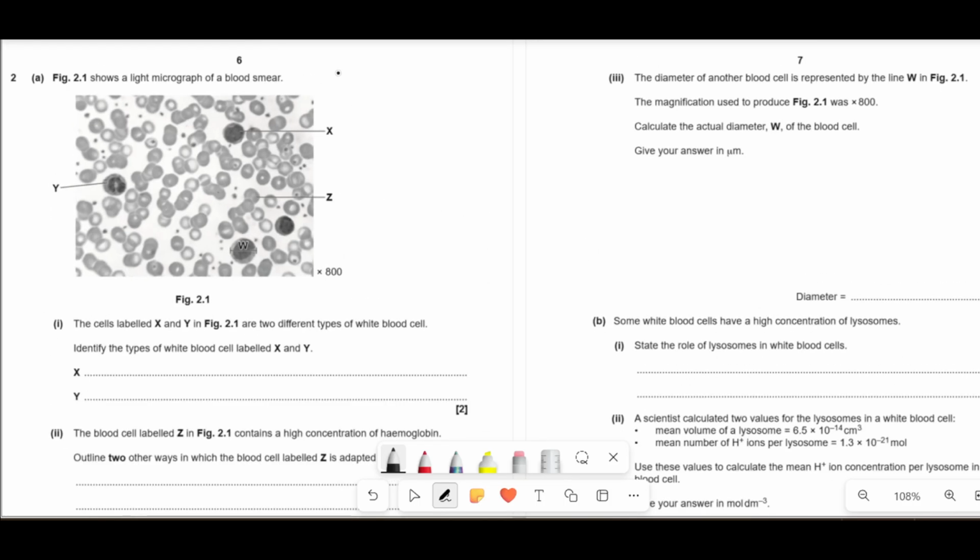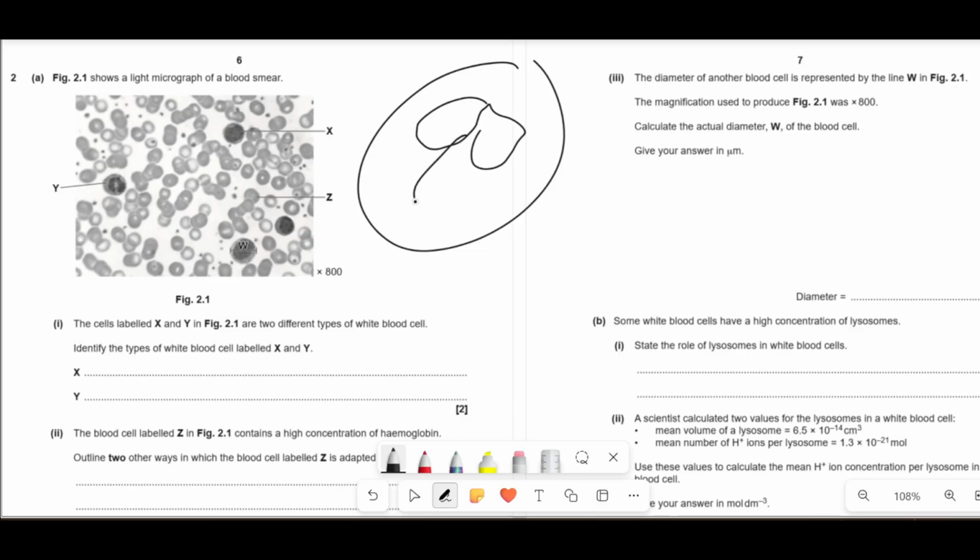So now it says figure 2.1 shows a light micrograph of a blood smear. The cells labeled X and Y in figure 2 are two different types of white blood cell. Identify their types. So if you look at the different white cells, you've got options like, for example, neutrophils. So they've got a granular cytoplasm, multi-lobed nuclei, and so forth. So if we drew that as a diagram, neutrophils have different lobes here, and you've got all these little granules filled in them.